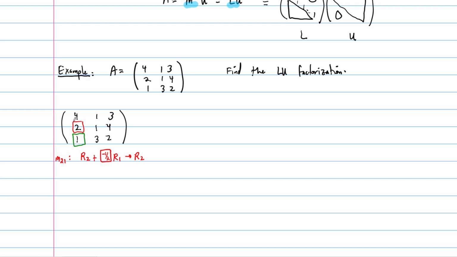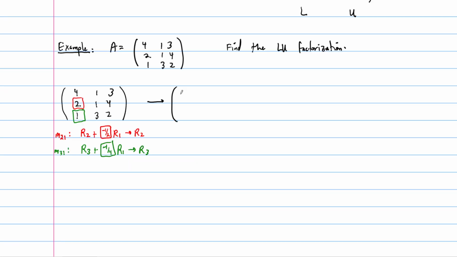And then we're going to do the same thing with the next one, right? So this is in the 3, 1 position. In the 3, 1 position, we're going to take row 3, just look at the numbers, 3, add something times row 1, and replace row 3. Well, this one's got to be a negative 1/4 to zero this out. And we'll apply these operations.